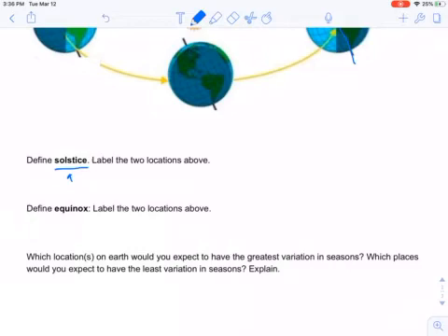Which locations on Earth would you expect to have the greatest variation in seasons? Which places would you expect to have the least variation in seasons? Explain.